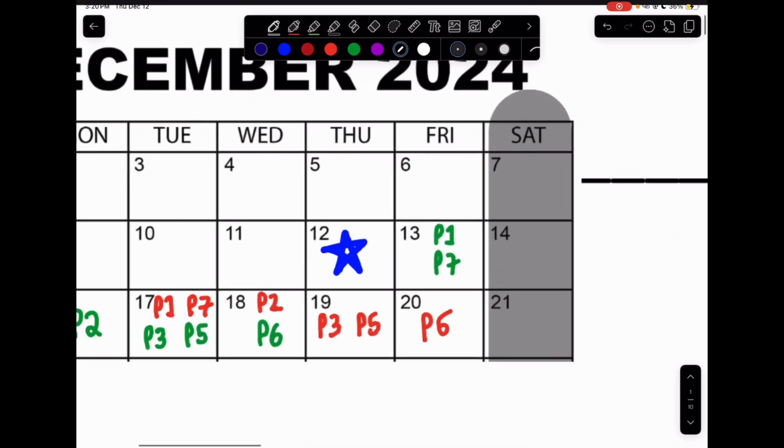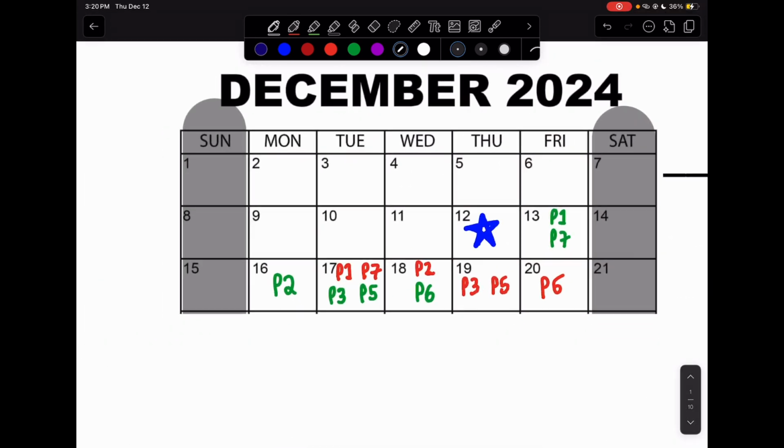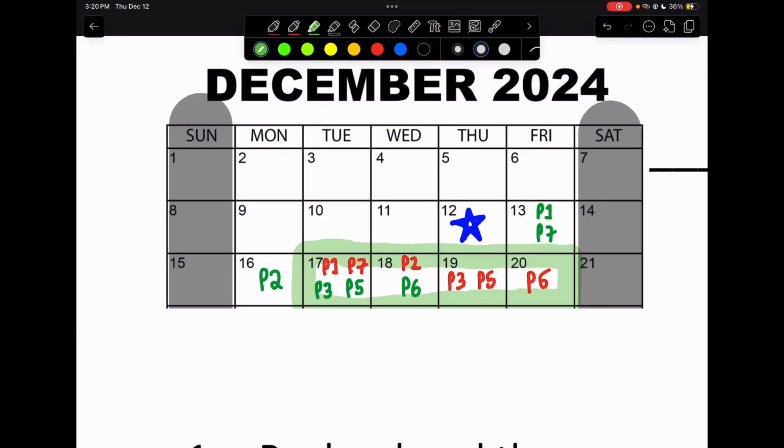I'm going to quickly go over which days everybody has their exam. So let me go ahead and highlight. These are the actual exam days. For every class period, your starting day is in green and your finishing day is in red.